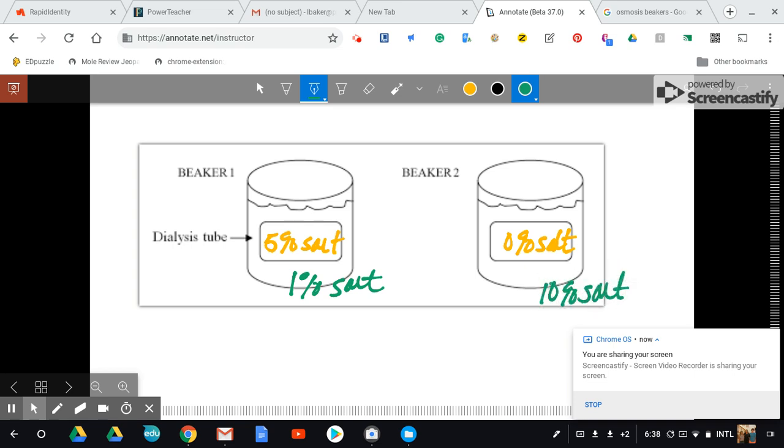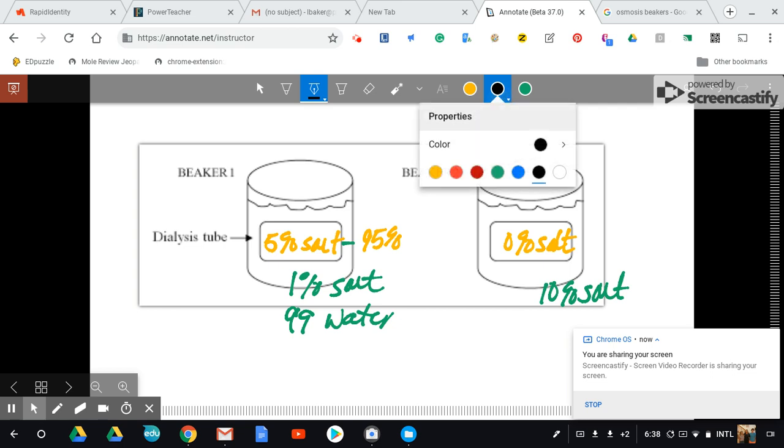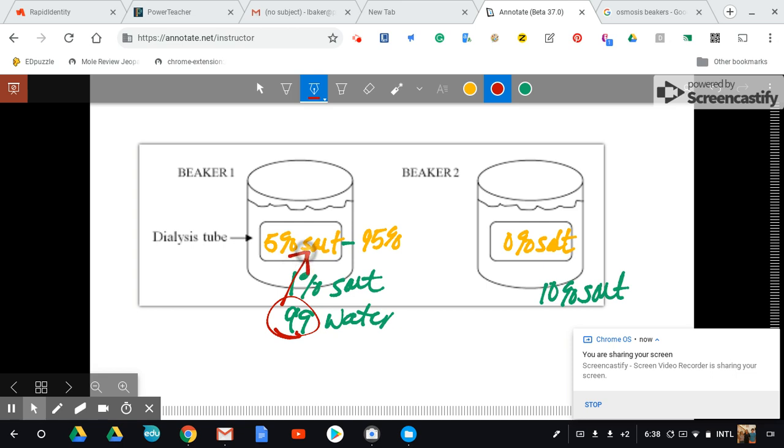So look at where the most water is. If I've got 5% salt, that's really 95% water. If I've got 1% salt, that's 99% water. So my higher water is going to be right here. Water's going to move into my cell because this is considered a hypotonic solution. This is hyper, and I'm going from high to low.